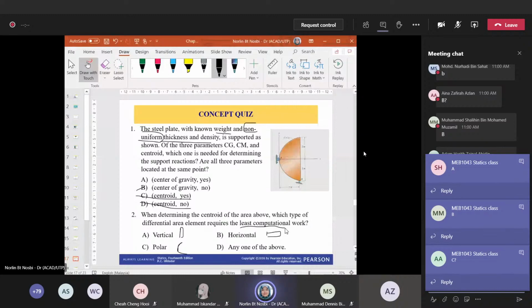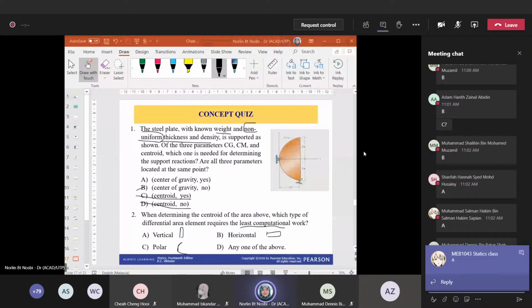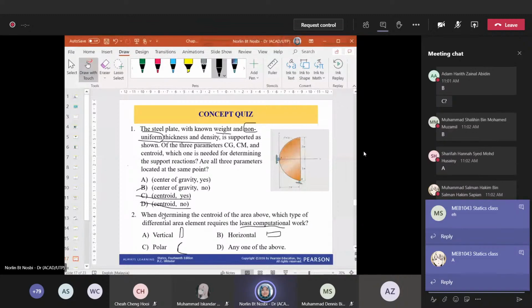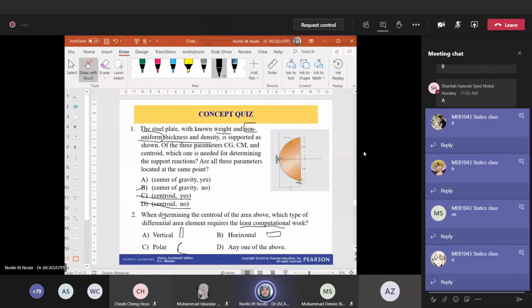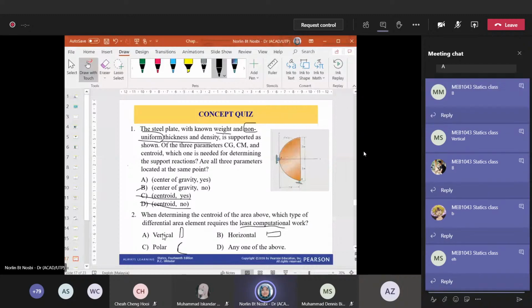Can anyone give me an answer? A is vertical. Why is it vertical? Why is it okay? Someone said vertical. Why is it vertical? And there's a few said horizontal. Why?